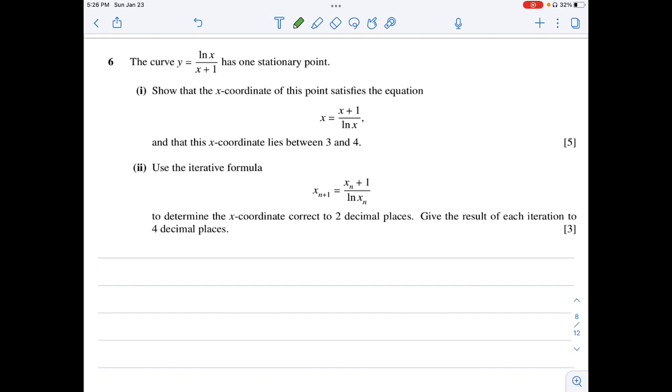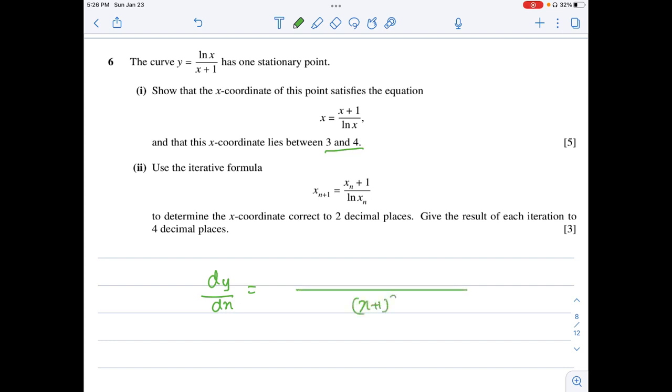Coming to question number 6. y is equal to ln x upon x plus 1 has one stationary point. Show that the x coordinate of this stationary point satisfies this equation and it lies between 3 and 4. So first what do I have to do? I have to find dy by dx.